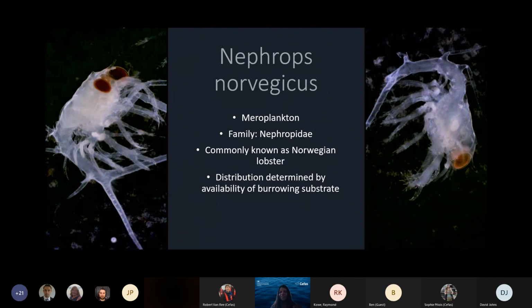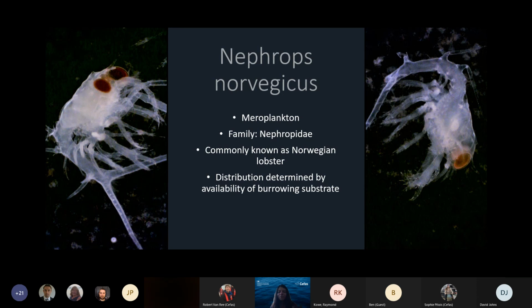So to move on to an example of a meroplankton taxa, the plankton displayed here are from the family Nephropidae, the true or clawed lobster family. This particular species is Nephrops norvegicus, which are commonly known as the Norwegian lobster and may typically be enjoyed as scampi. In fact, they have even been known as the most important commercial crustacean in Europe.